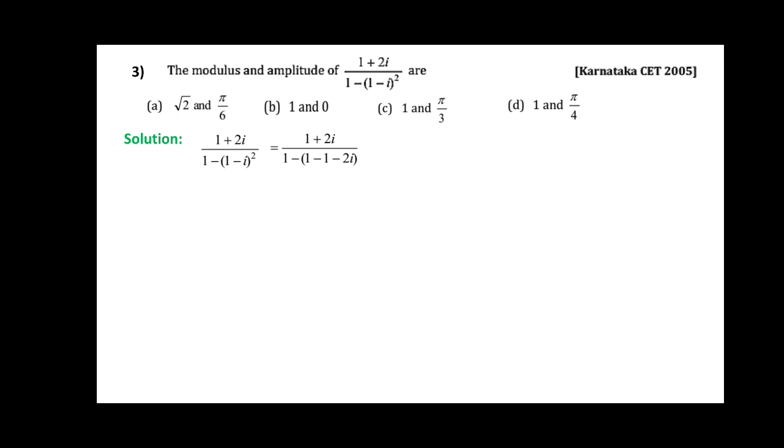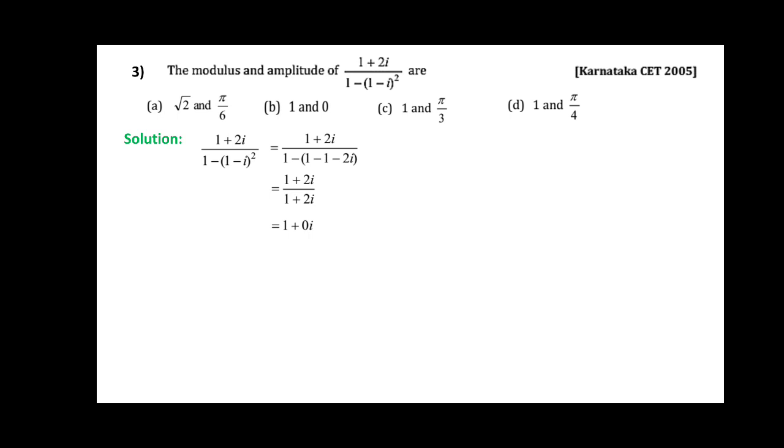So that 1 minus 1 will be cancelled. By multiplying minus to all the terms, the remaining is 1 plus 2i in the denominator as well. Therefore, we have (1 plus 2i) divided by (1 plus 2i). So the numerator and denominator are both equal, and we can cancel them. The remaining is 1, which means we can write that complex number 1 as 1 plus 0 into i.